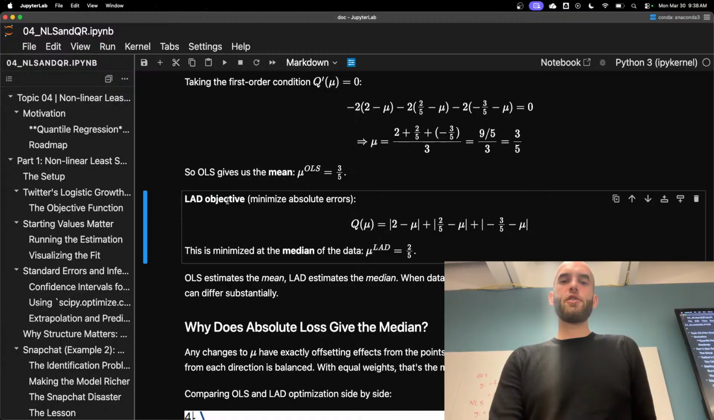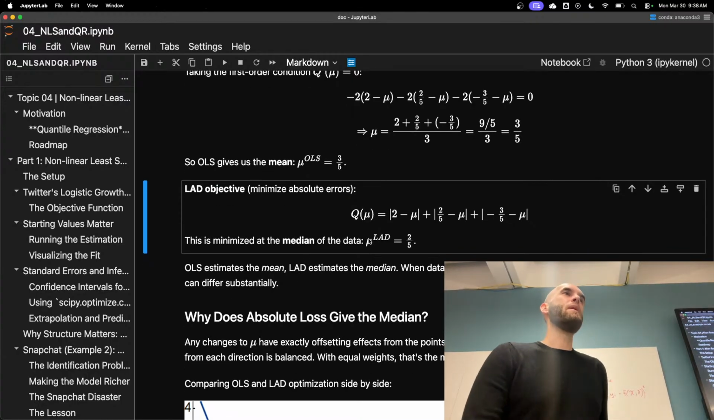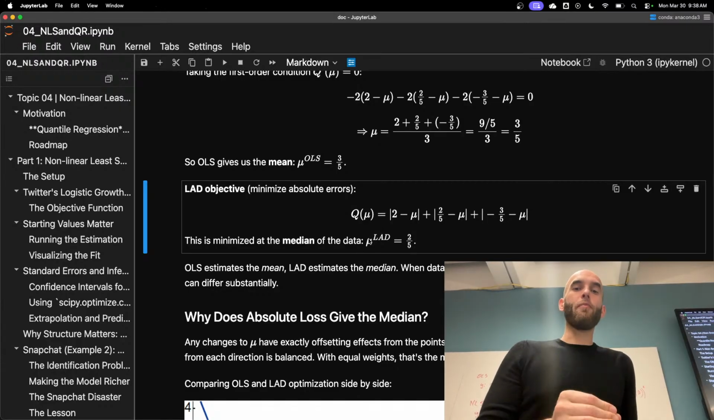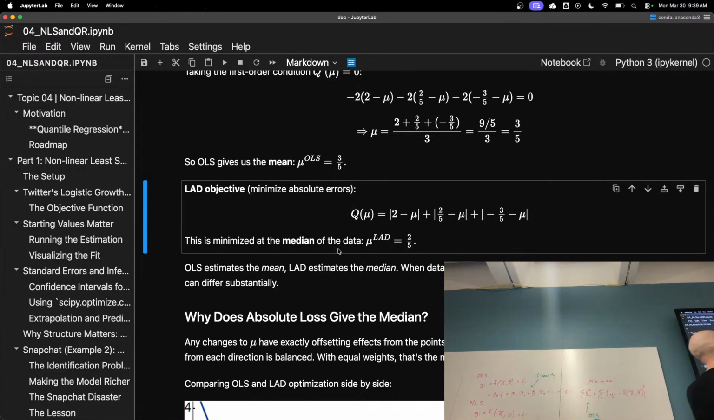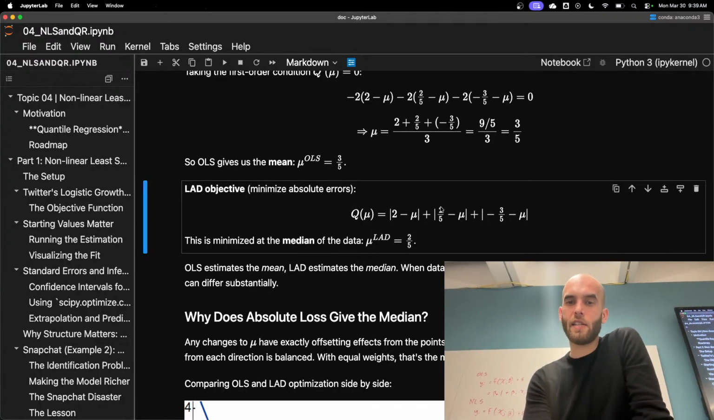For least absolute deviation, what we're trying to do is minimize the absolute deviation from our parameter value. We're just going to take each value, subtract off our parameter, add all these things up, and try to minimize. You can do calculus on this, it's just a little more complicated, so I don't have that in the notes. But you can actually minimize this using the median directly. The median in this case is the middle of the values, so the middle value here is 2/5.